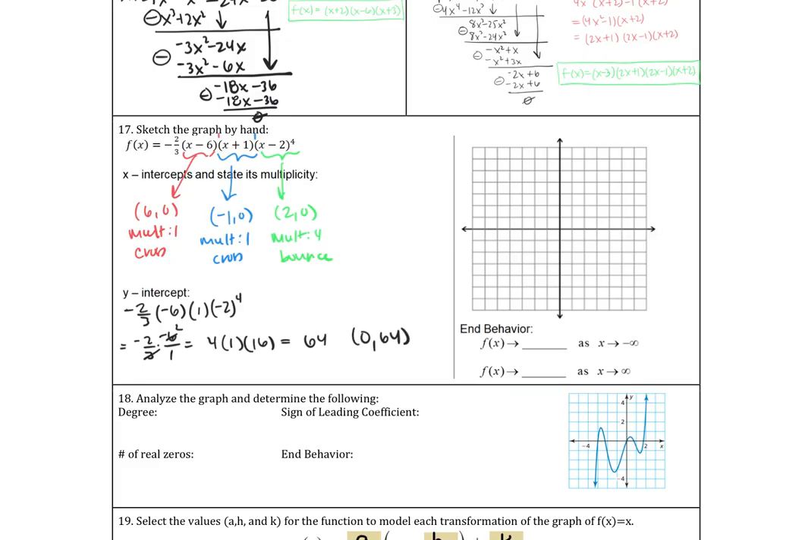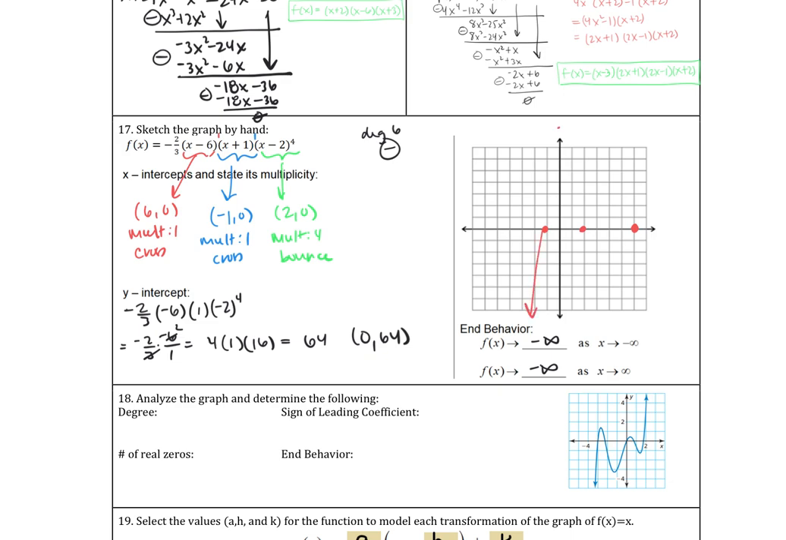So let's go ahead and sketch this out over here. We're going to have crosses at 6, negative 1, and 2. Our end behavior: this function has degree 6 with a negative leading coefficient. So that means both ends are going to be going down. Oops, I put a 0 at negative 6. Sorry about that. Let's move that. Put a 0 at positive 6, negative 1, and 2. Okay, we're good now.